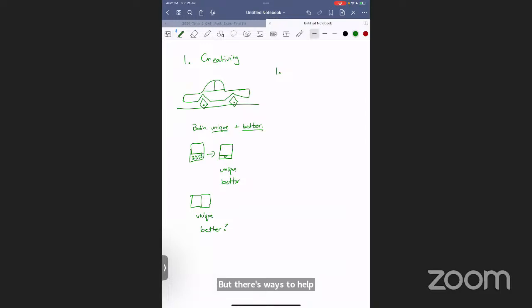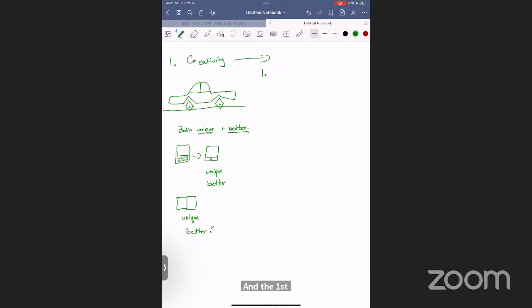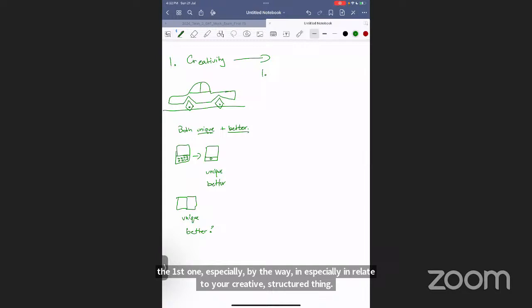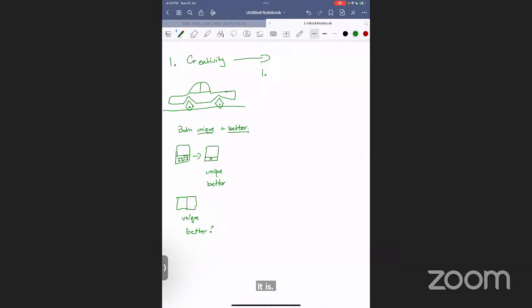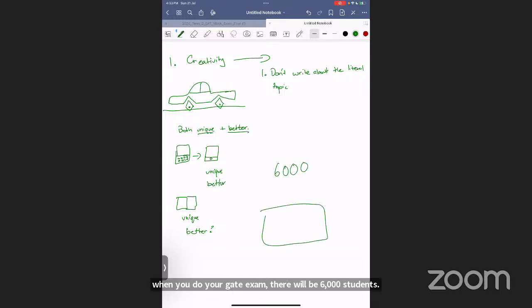And the first one, especially in relation to your creative structure, is this: the first rule is don't write about the literal topic. Don't write about the literal topic. So when you do your GATE exam, there will be 6,000 students. All of you will have the exact same topic, right?